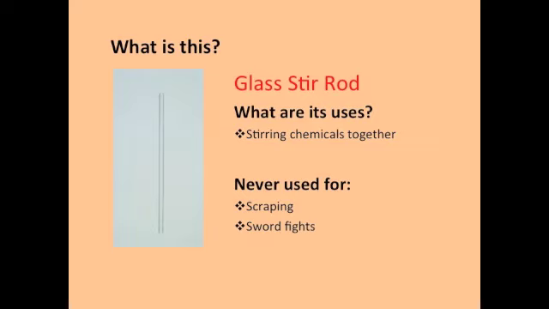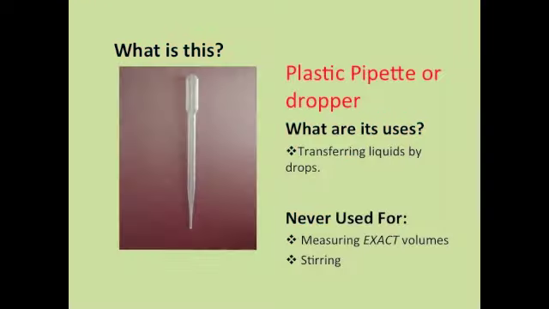This is a glass stirring rod, and it's used for what it says it's used for. It's used for stirring chemicals. You'll notice that most of the lab equipment is made of glass. Glass is extremely unreactive with other chemicals, so it's a nice material to make equipment out of. And the same is true here. They are very fragile, so you don't want to scrape anything with them, and definitely don't have any sword fights because they will shatter.